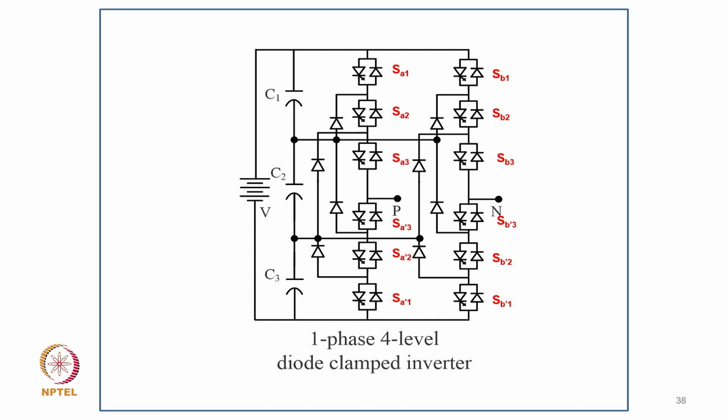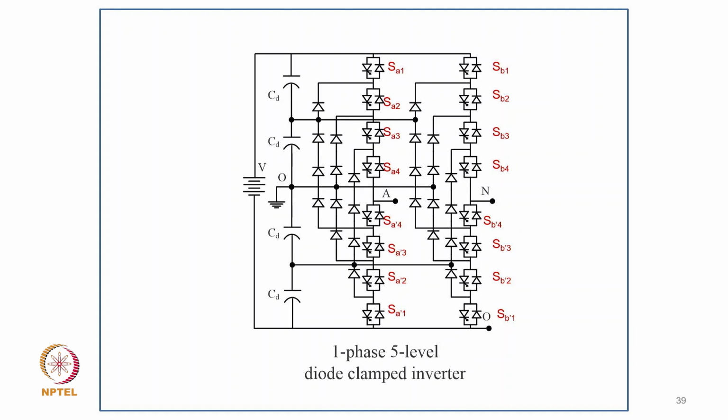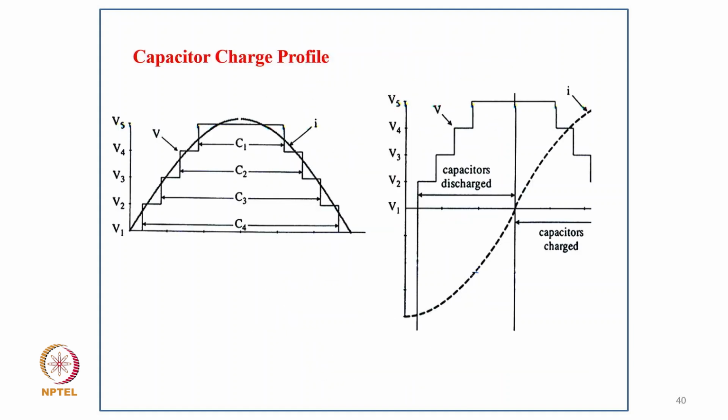So this is a single phase 4-level diode clamp inverter, where you typically use the capacitors for getting the in-between levels, and then you use, of course, an anti-parallel diode with the devices. Then this is a single phase 5-level diode clamp inverter, and this is the capacitor charging profile.